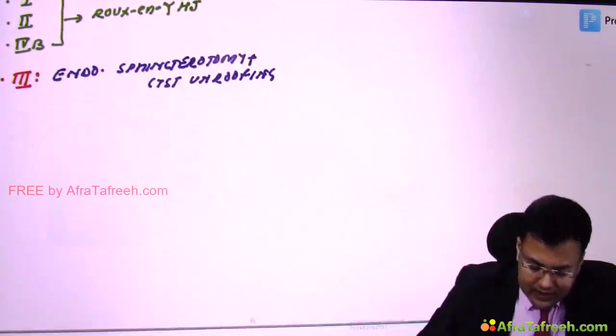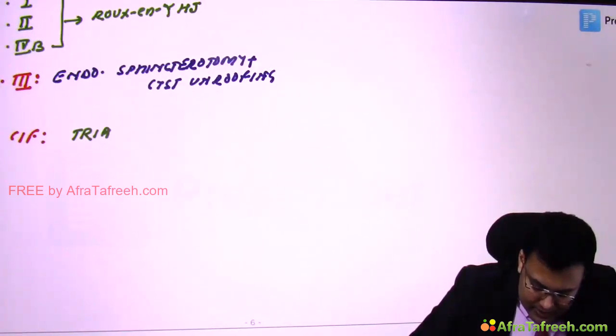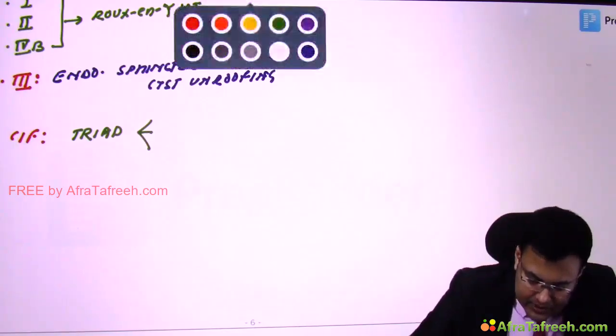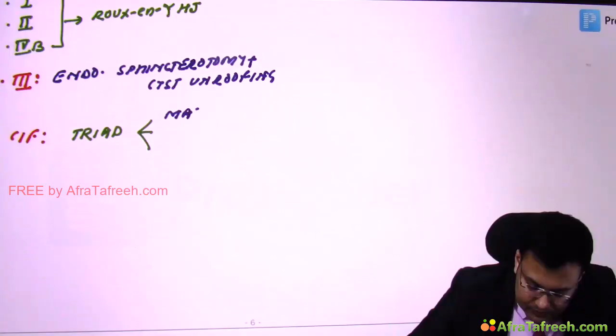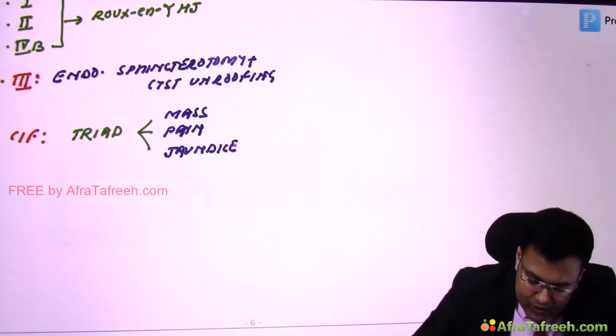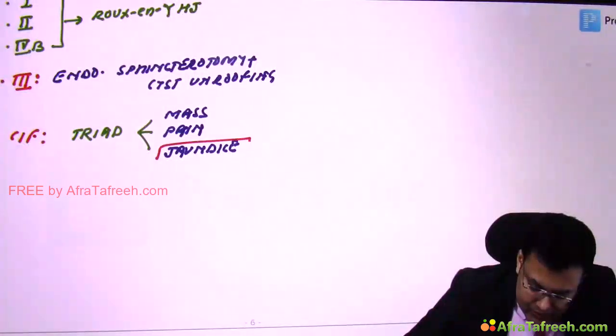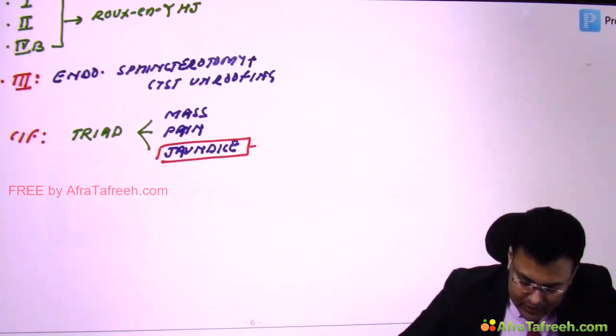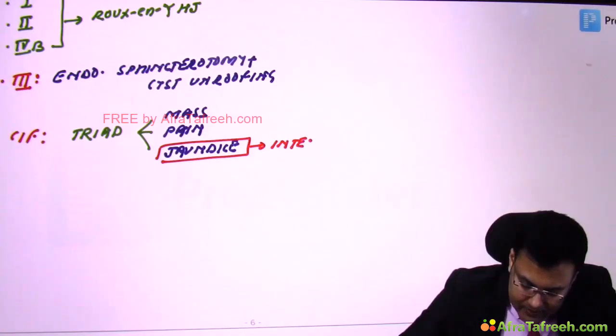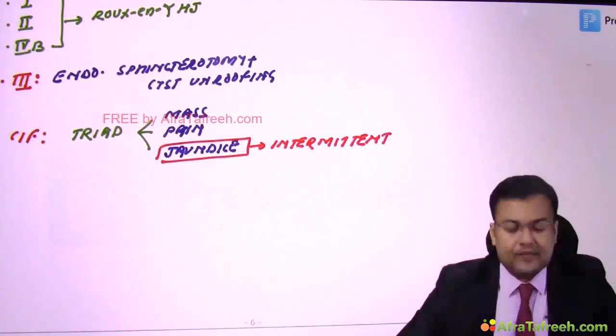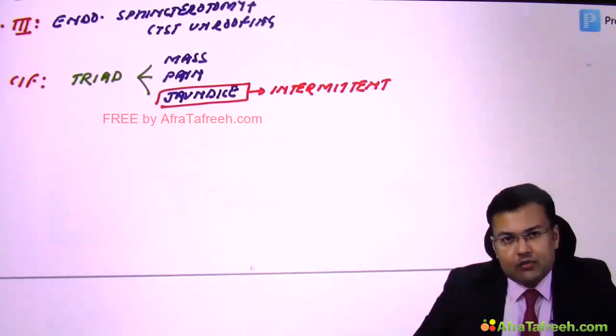So clinical features, it is characterized by a triad. And what are the components? There is mass, there is pain, and there is jaundice. What kind of jaundice? You have to highlight, because this is the question which is frequently asked. It's intermittent jaundice.